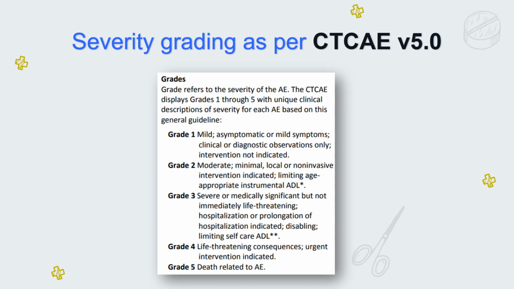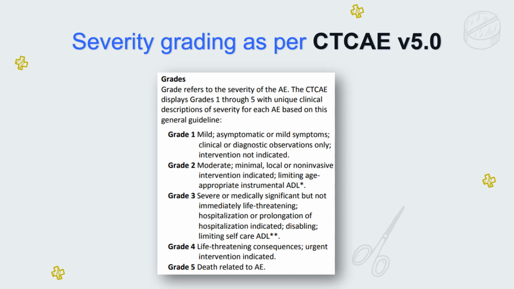Now, once we have the AE documented, it is very important for you to grade that AE. And as per CTCAE criteria version 5.0, that is Common Terminology Criteria for Adverse Events, we grade adverse events from grade 1 to grade 5, where grade 1 is mild. When it comes to mild, we have asymptomatic or mild symptoms, for which intervention is not indicated.